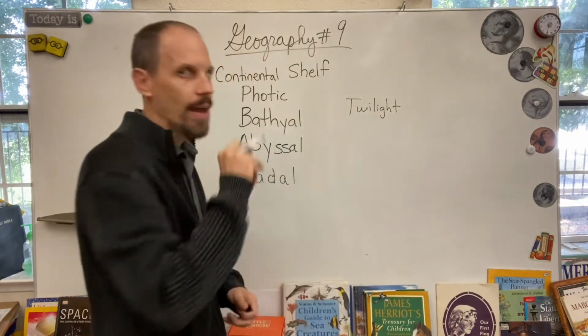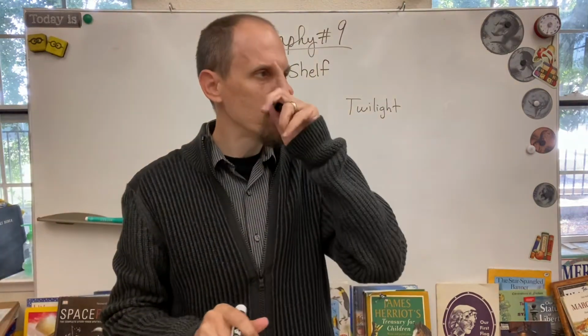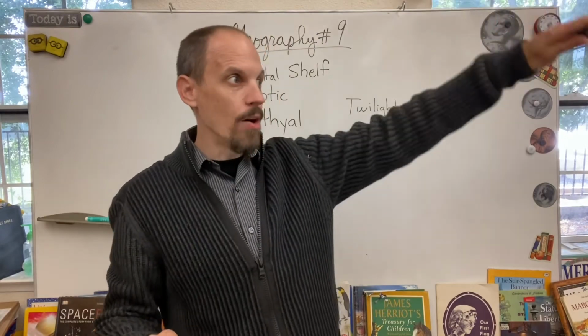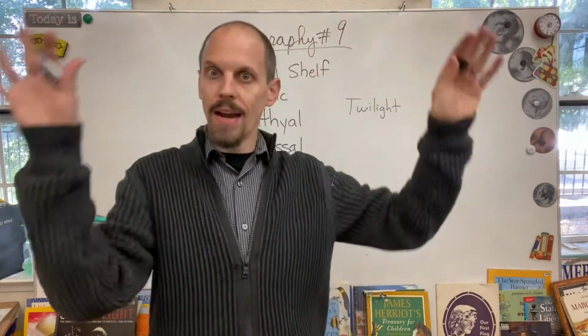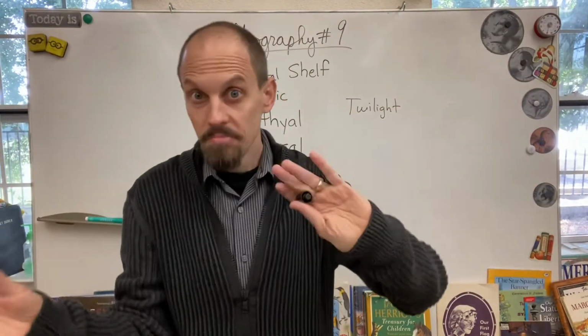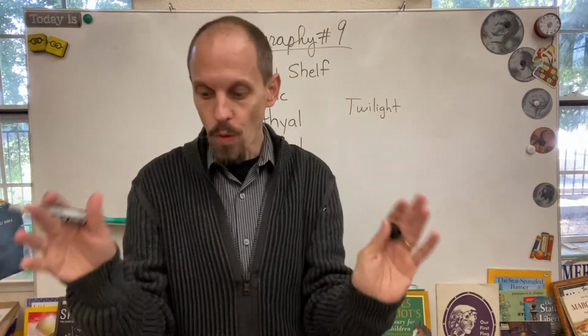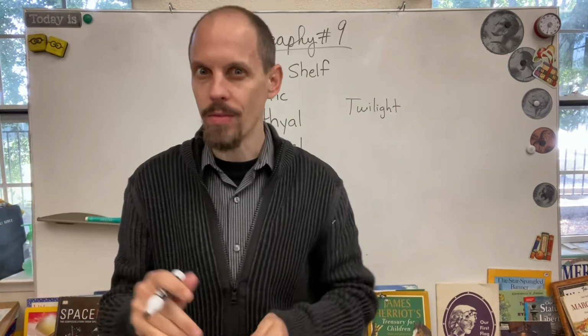Okay? Twilight means, you know how sometimes the sun is going down and you can't see the sun, but it's still light outside. It's kind of light, kind of dark. Well, that is a zone that's twilight. It's kind of light and dark whenever the sun's out.